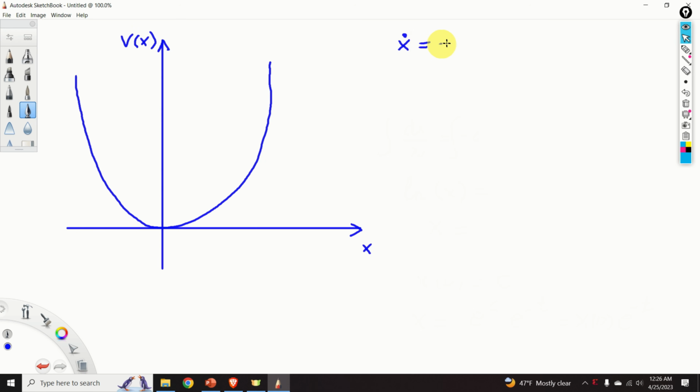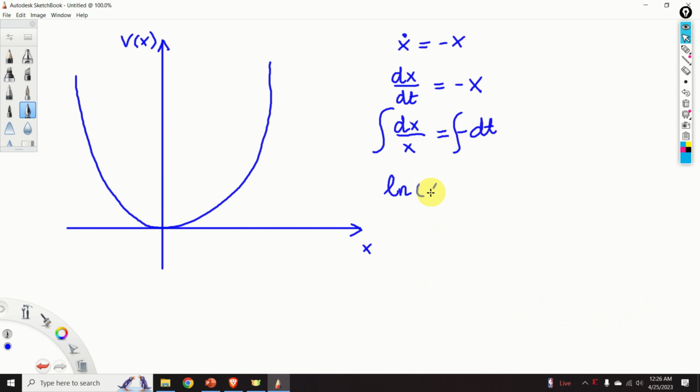Here's our Lyapunov function, and here's our example. x dot is equal to minus x. This is a first order differential equation that we can solve very easily. So let's solve it. From this equation, we obtain that dx over dt is minus x, or dx over x is equal to minus dt. Let us integrate this equation, and as a result we have that ln of x is equal to minus t plus some constant. This constant should be determined from the initial condition.